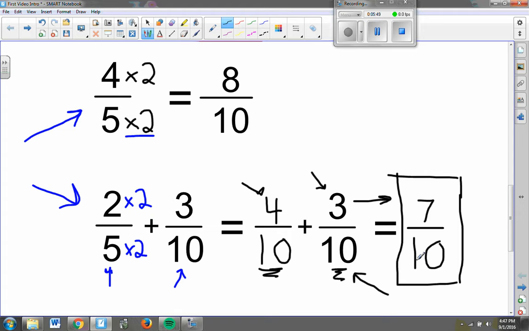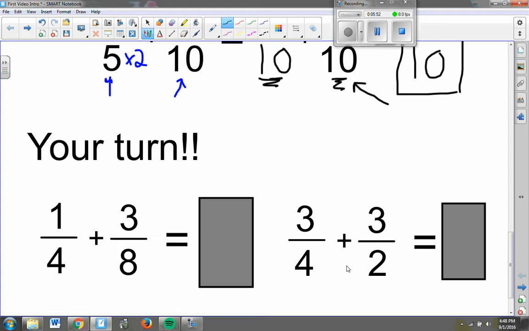Okay? I'd like you to try a couple on your own now. So I have two problems here set up. One where I want you to times this first fraction here, turn the 4 into an 8. One where I want you to times the second fraction, turn the 2 into a 4, then add the top numbers and see what we get for an answer. So pause the video now. Let's take a look at these two problems, and then come on back when you're done, and I'll show you what we should get.